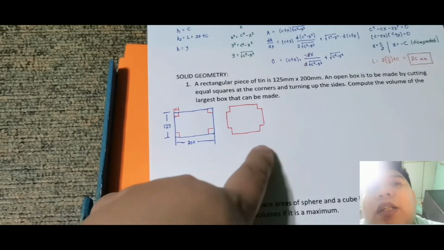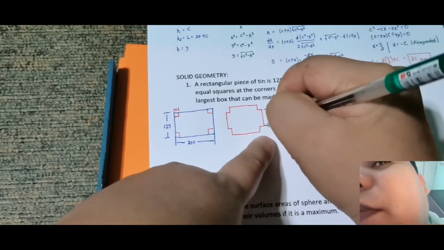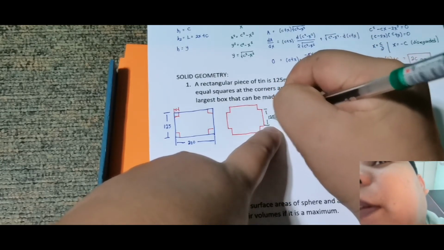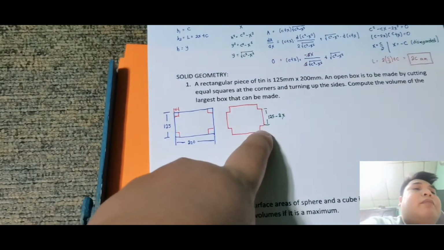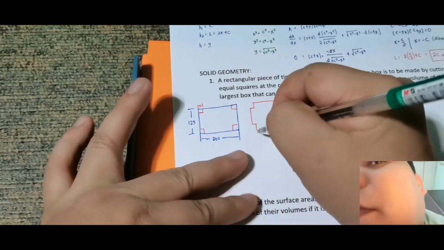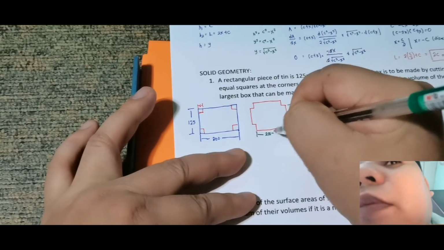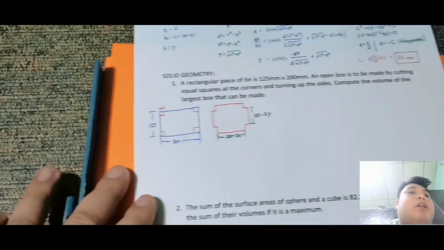Meaning sir, yung distance po mula dito, dapat siya ay 125 minus 2x, kasi dalawang side ng x yung nabawas. Likewise dito rin, tinabawasan ng dalawang x, this is 200 minus 2x. Ayun yung nangyari.